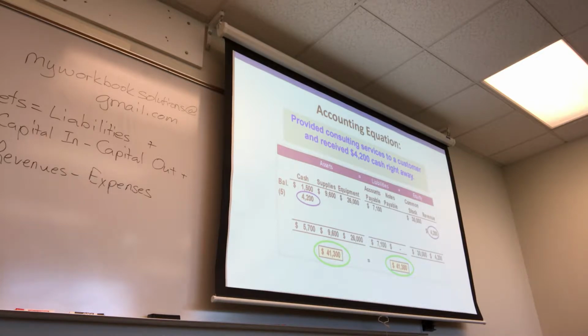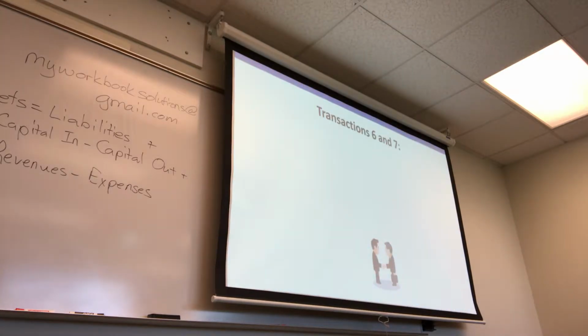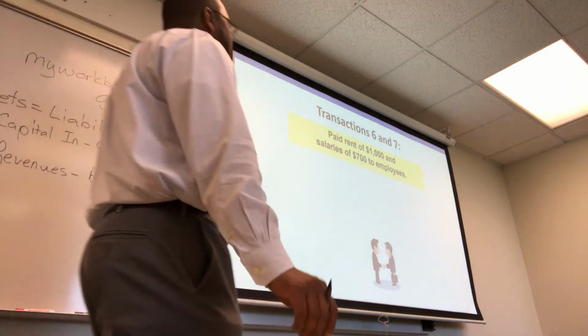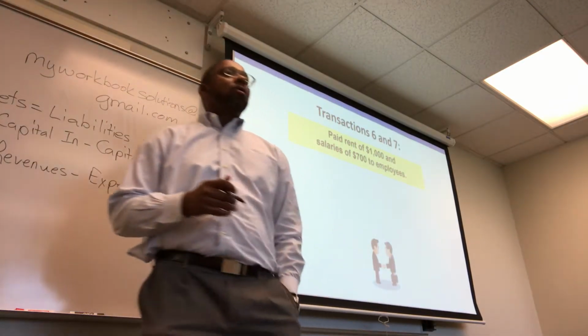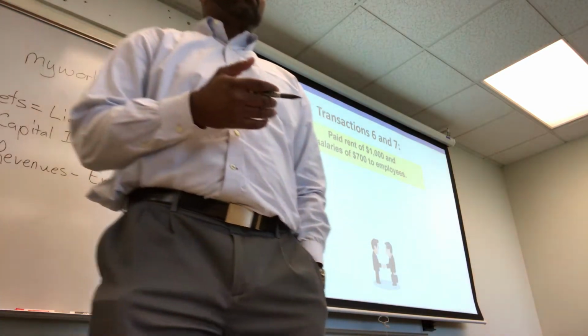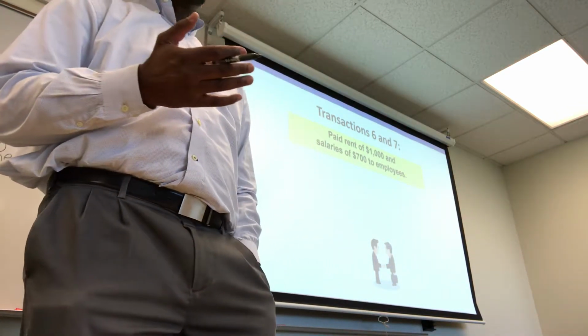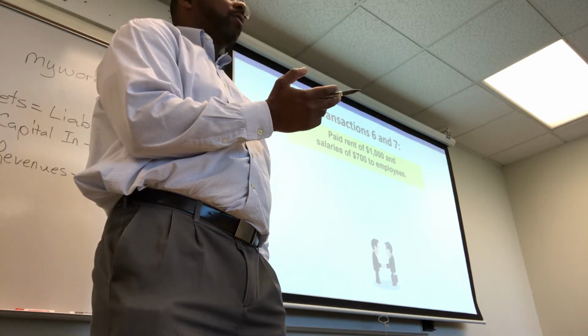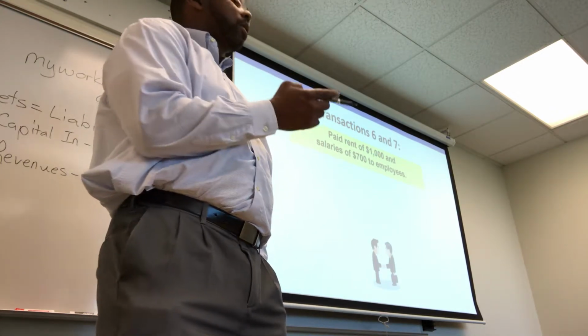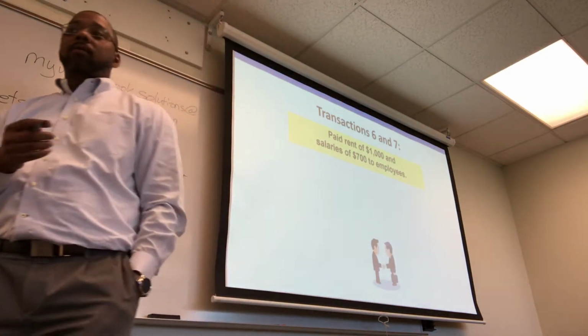All right, next. Transaction number 6 and 7. Paid rent of $1,000 and salaries of $700 to employees, right? So when we pay these things, what are we using? Is it a cash or credit transaction? Cash. Fantastic. We're using cash in these cases.